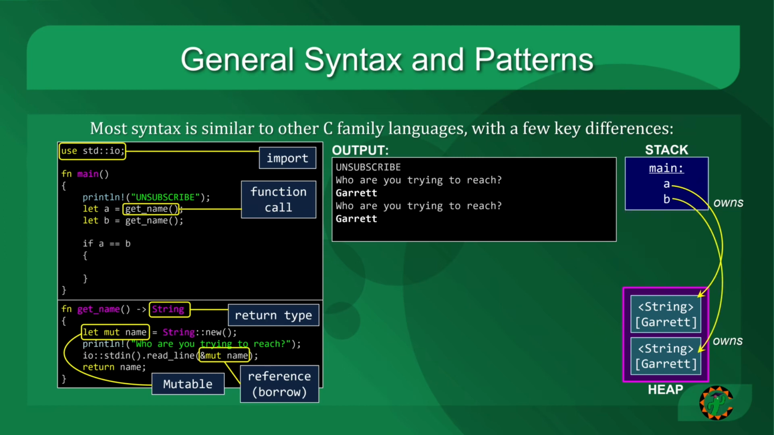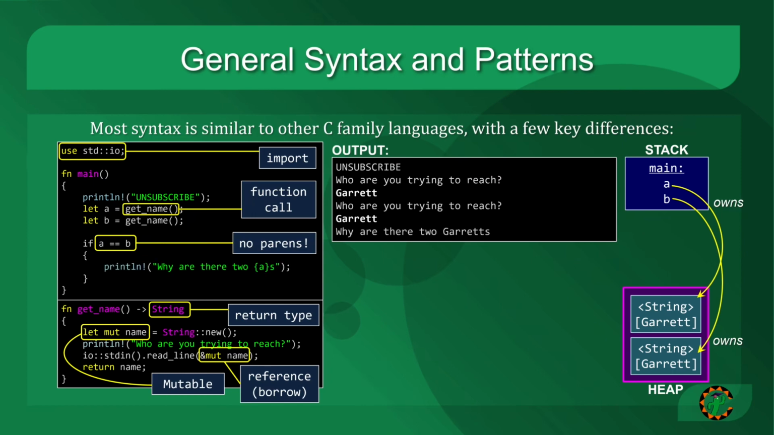Comparisons in Rust are similar to those in C, C++, and Java, but with one key difference. They do not require parentheses around the comparison itself. Here we compare two values, and if they are the same, we print out why are there two, and then the value of A, in this case, Garrett's.